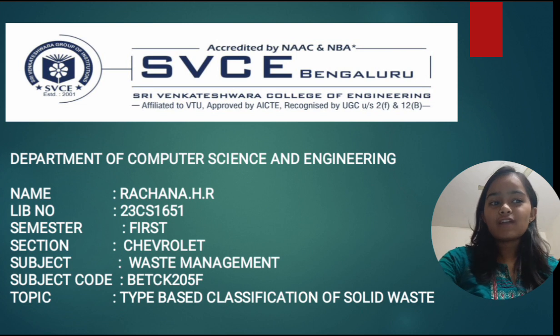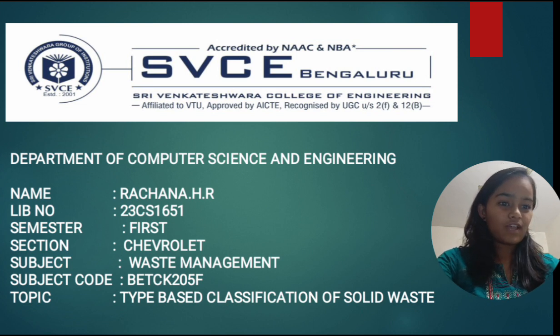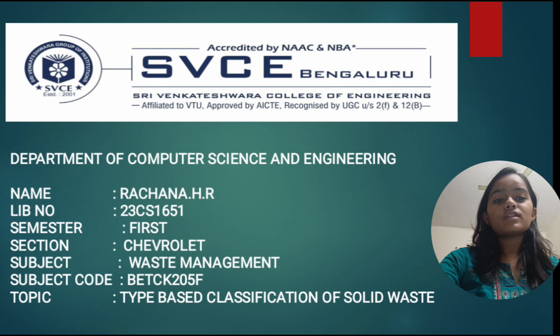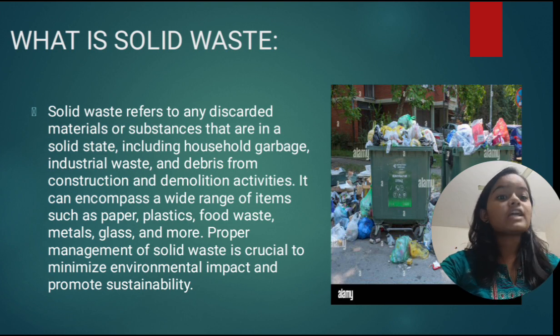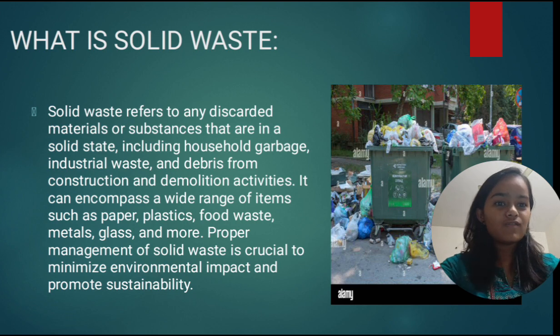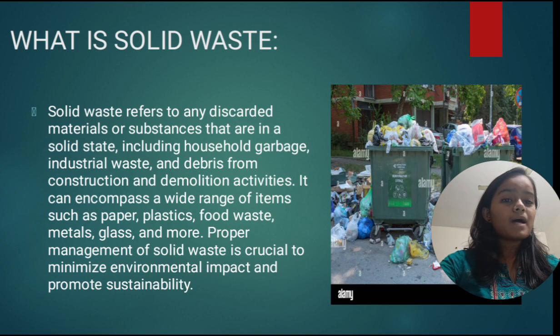Today we are going to start with a new topic, that is type-based classification of solid waste. Before starting with type-based classification, let us see what is solid waste. Solid waste refers to any discarded materials or substances that are in a solid state, including household garbage, industrial waste, and debris from construction and demolition activities. It can encompass a wide range of items such as paper, plastics, food waste, metals, glass, and more. Proper management of solid waste is crucial to minimize environmental impact and promote sustainability.